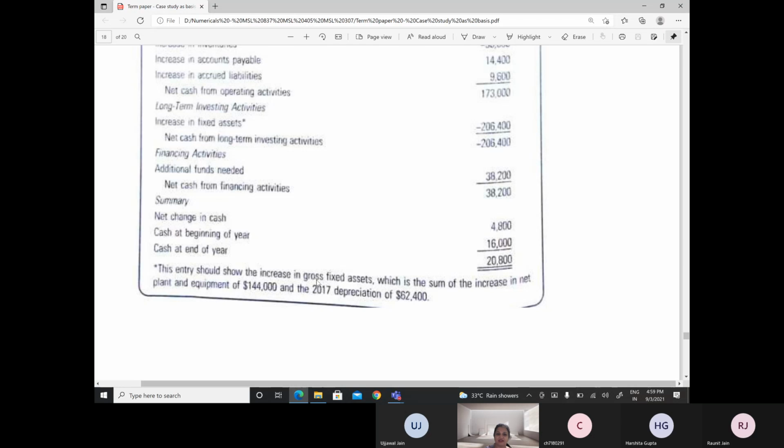So this entry is basically showing us the increase in gross fixed assets, which is a sum of the increase in net plant and equipment and the depreciation of 62,400. So we're looking at gross fixed assets over here.